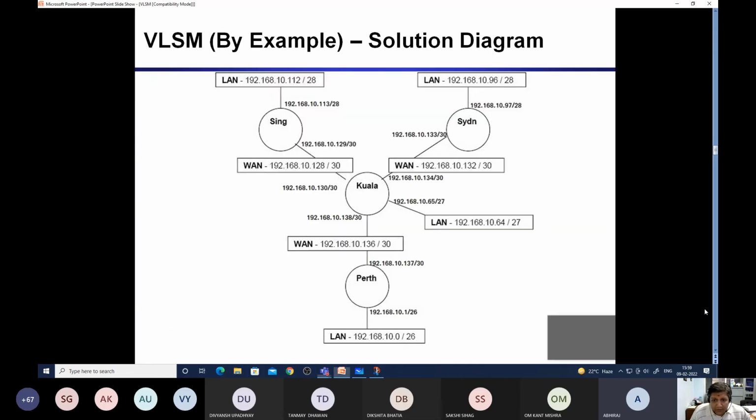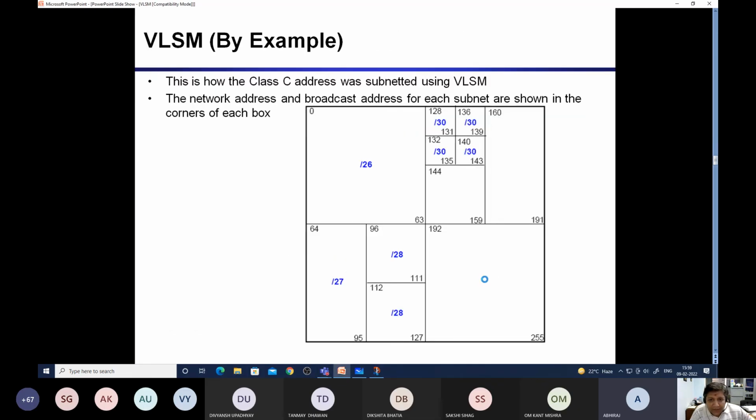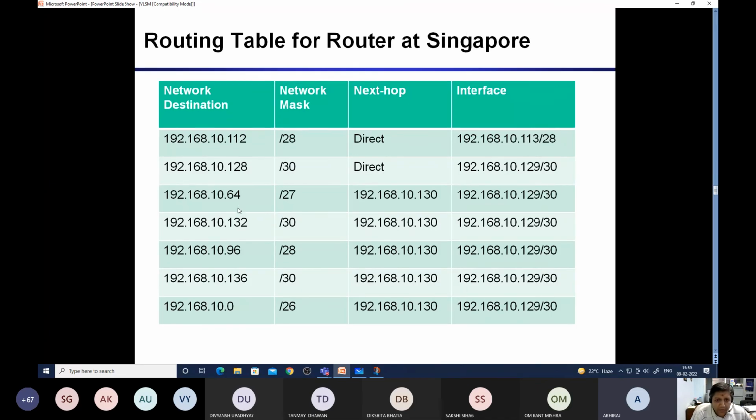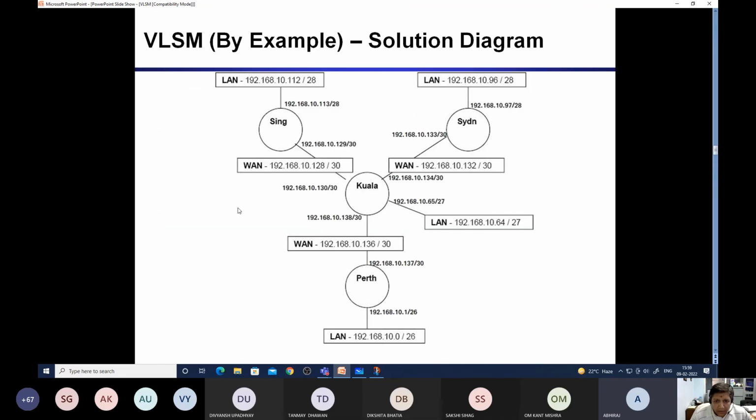So this is important here. So now we can see that this wire network 10.136, 10.0 are directly connected. So we'll write direct. Now if you want to go to 10.64, let's see the figure. Sorry. 10.64 is this network.